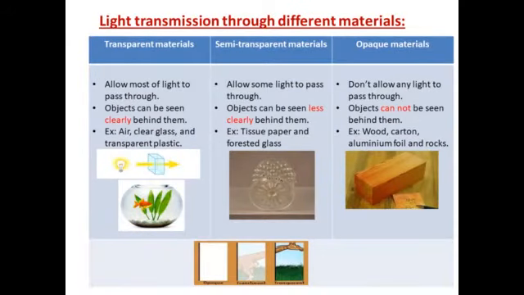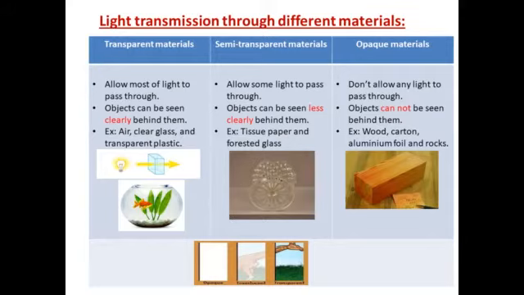Light transmission through different materials. Materials are classified into transparent, semi-transparent, and opaque materials according to their ability of passing light through each one of them. The first class is transparent materials. If we observe the following figure, which represents light that travels from a lamp through a piece of glass, you can observe that the light passes through it.